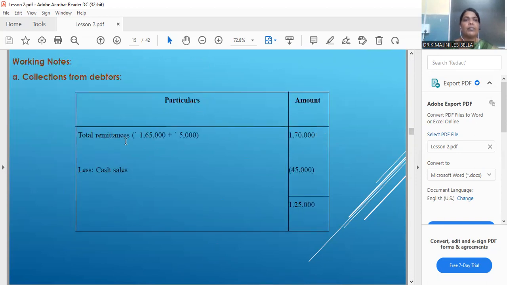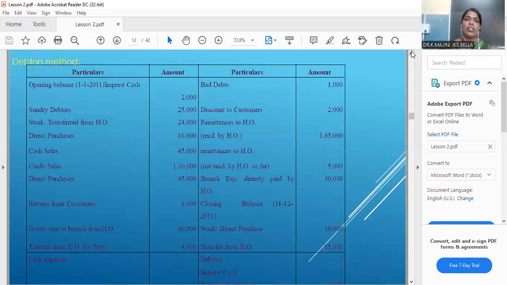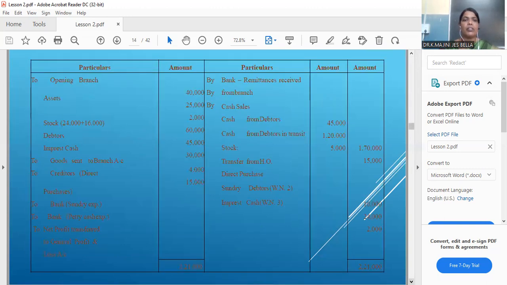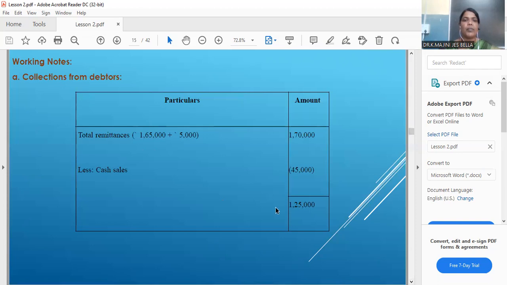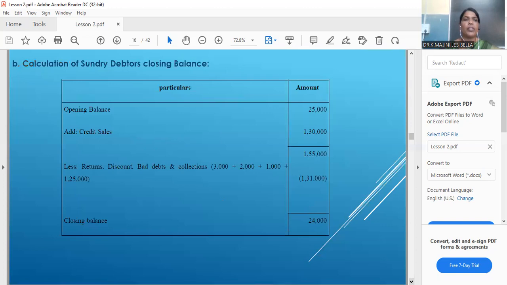See here, total remittance 1,65,000 plus 5,000. Okay, total 1,70,000. Then cash sales is how much? 45,000. They have given in the question. See here, 45,000, right? So that amount we have to subtract. Total collection from debtors 1,25,000.